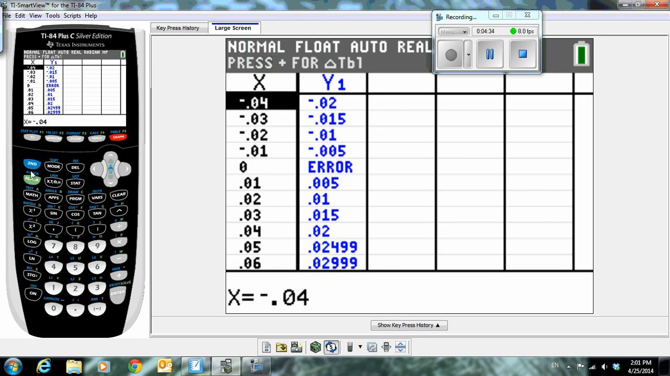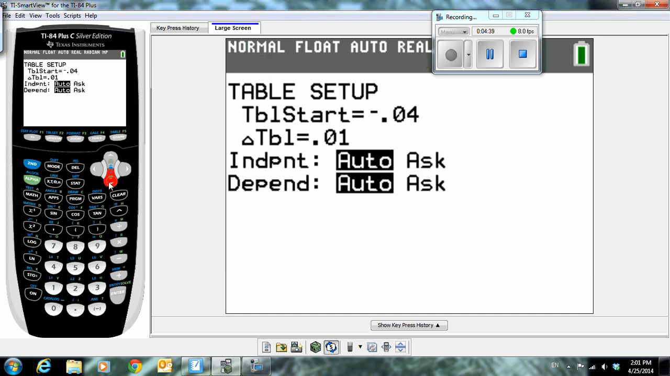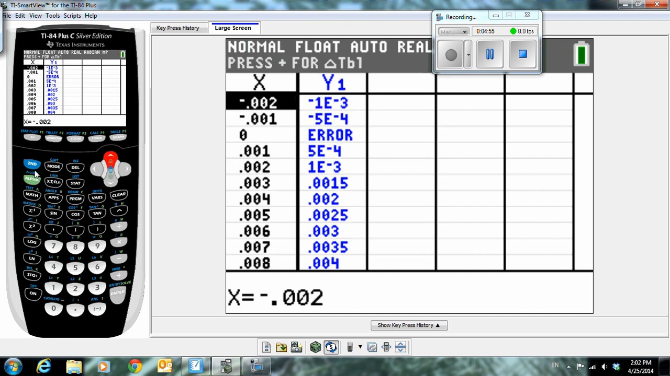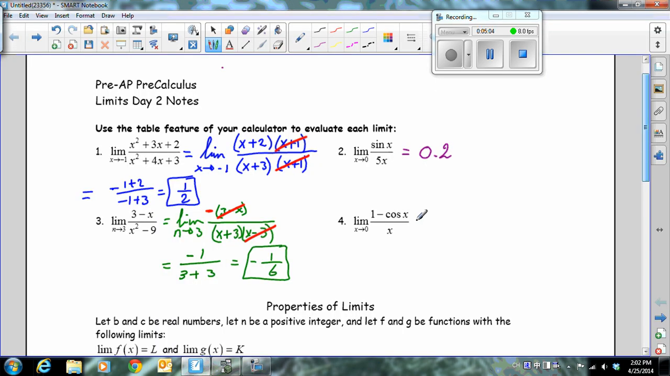Now, if you're not convinced by this, you can go back and change your table set. Instead of going by 0.01, let's ask it to go by 0.001, and I will start at 0 just to manipulate it around 0. Go back to my table. So let's go right above 0. Once again, it's equidistant because this value and this value are so close to 0. So you get closer and closer to 0. Therefore, I can say this limit is equal to 0.